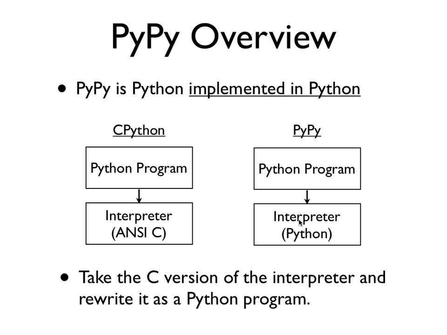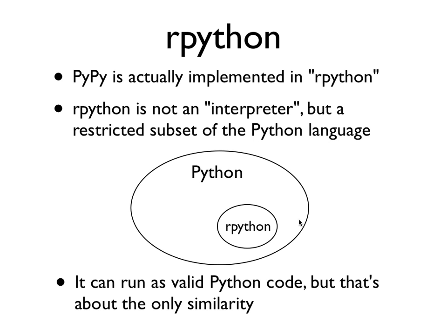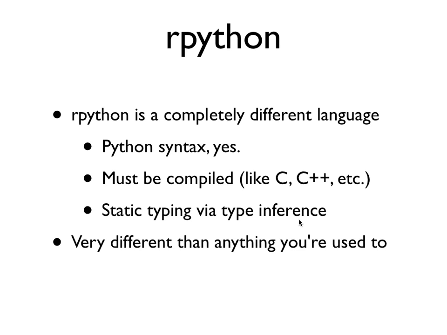And then the key is that it's not actually written in what I would call full Python. It's written in a subset of Python called RPython, which is a highly restricted subset of the language. RPython is compiled into C code. So it takes that restricted RPython down into C, and then you get high performance from that, amongst other things. They're doing some other tricks.